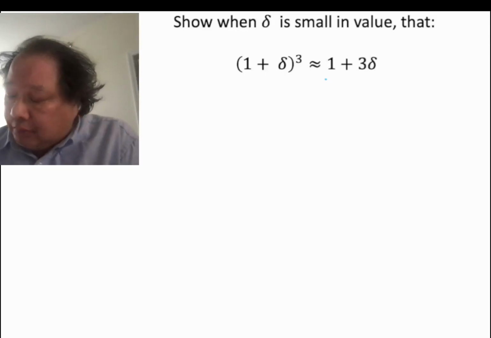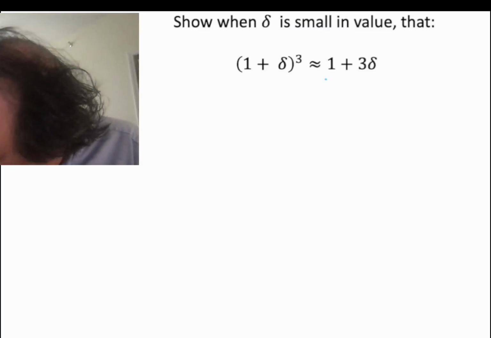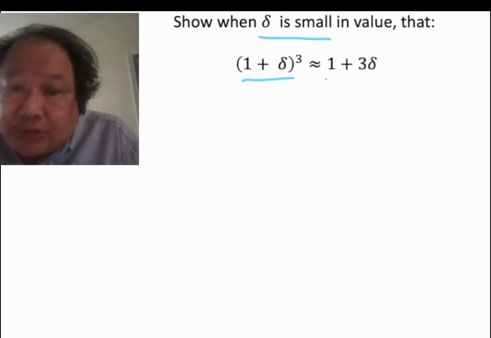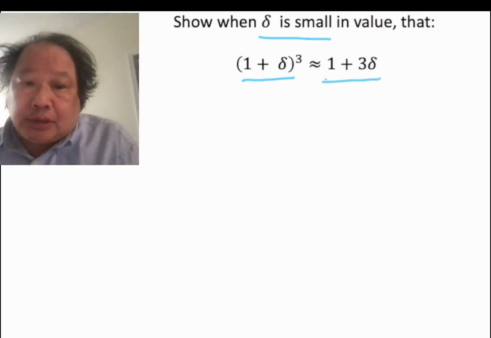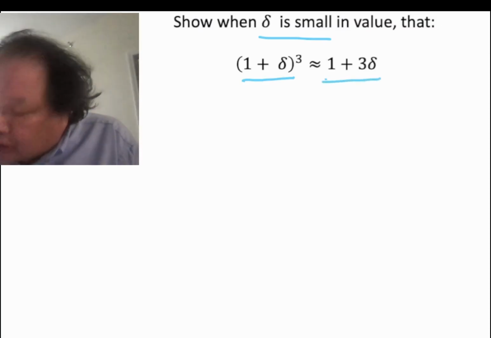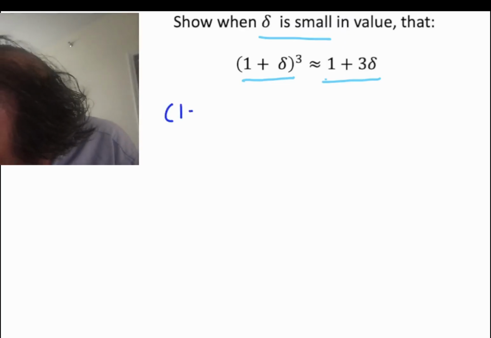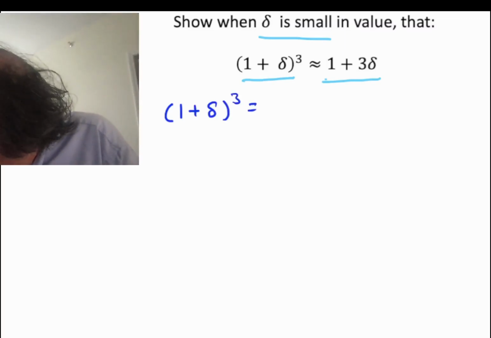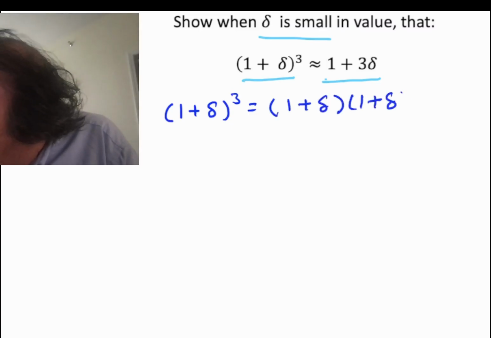Hi, in this video we'll see that when delta is small, a small number, that (1 + delta)^3 is roughly 1 + 3 delta. And to show this, we'll start off by expanding the expression (1 + delta)^3, which is equal to (1 + delta) times (1 + delta) times (1 + delta).